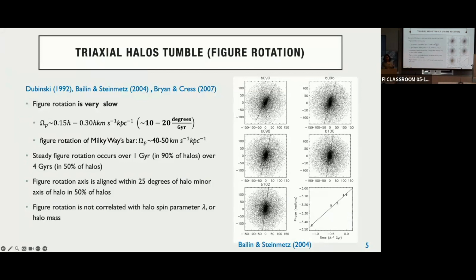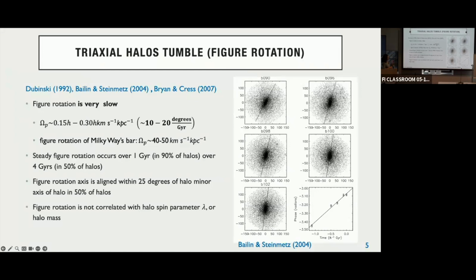They found that 90% of halos had steady rotation over a period of 1 gigayear, and a somewhat smaller fraction, 50%, had steady rotation over 4 gigayears. And this was confirmed pretty much by Bryan and Cress. But the numbers that they got for this pattern speed are ridiculously small, right?